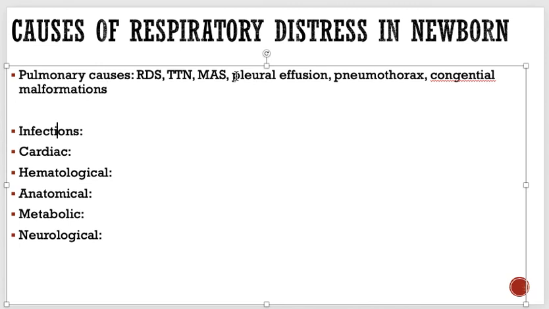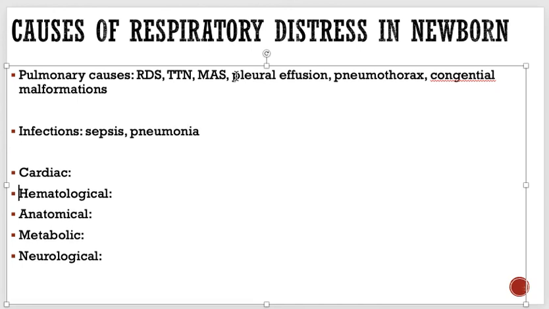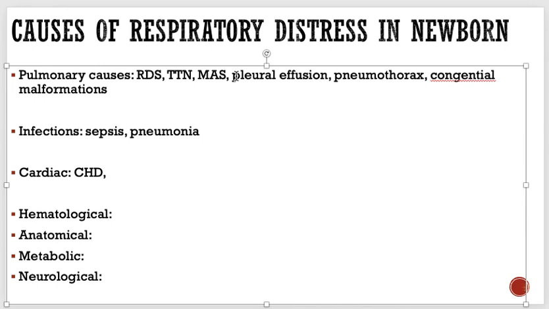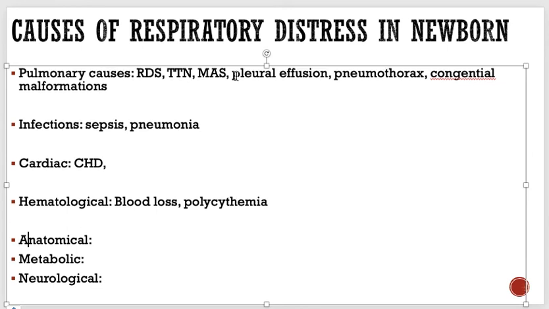When we talk about infections, guys, the most common infection is sepsis, which I will try to talk about a little in the next lecture, or it could be pneumonia. Pneumonia or sepsis can of course lead to respiratory depression. Cardiac causes, the most common should be congenital heart diseases, cyanotic or acyanotic. This is the most common cause which you must think of in the newborn.